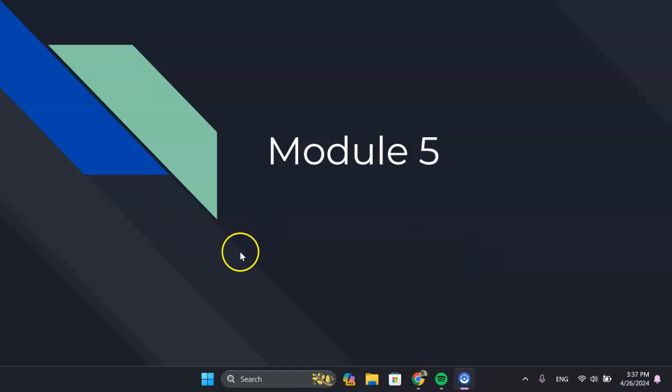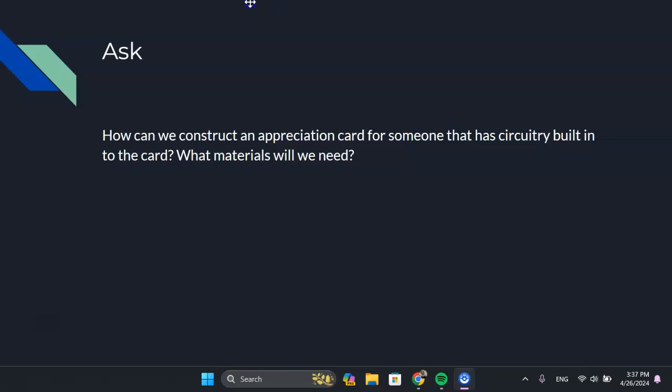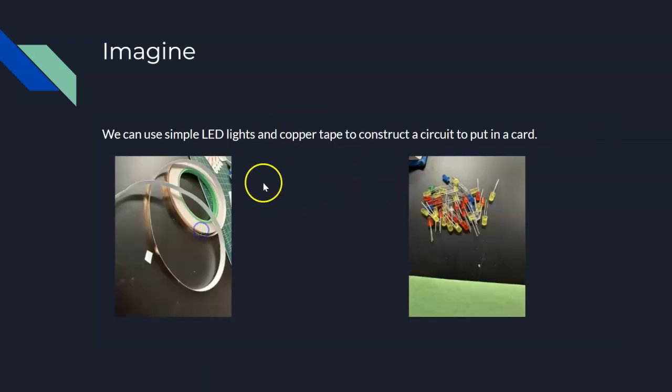Okay, so this is module 5. So ask, what we needed to do was I wanted to have the students create a card for someone that has circuitry built into it. So another thing that we need to ask is what materials will we need, what kind of tools will we need in order to construct these.